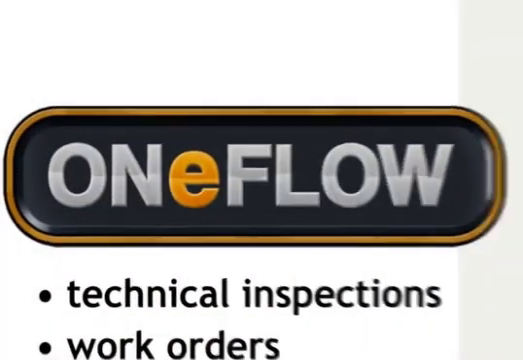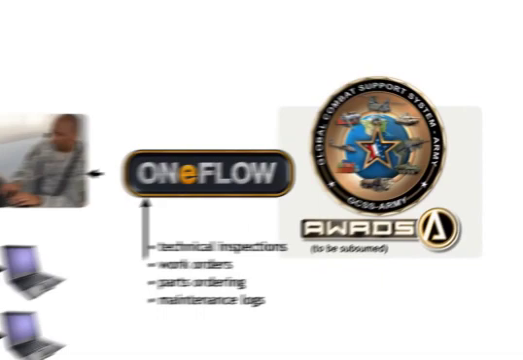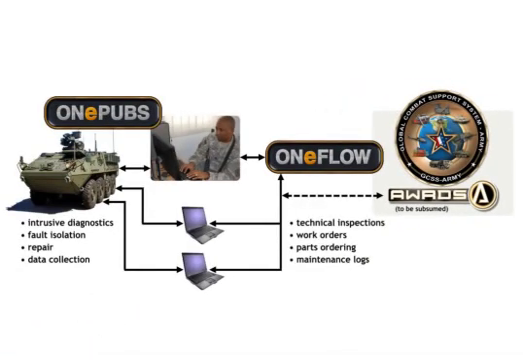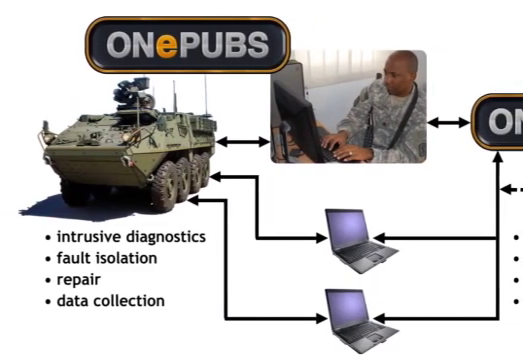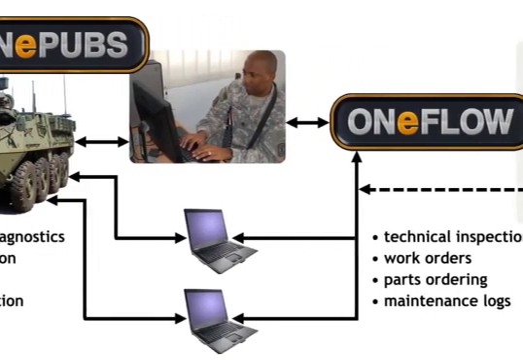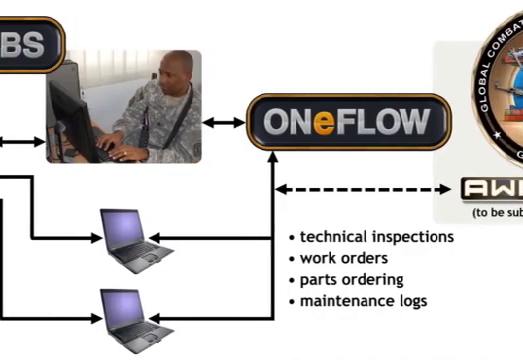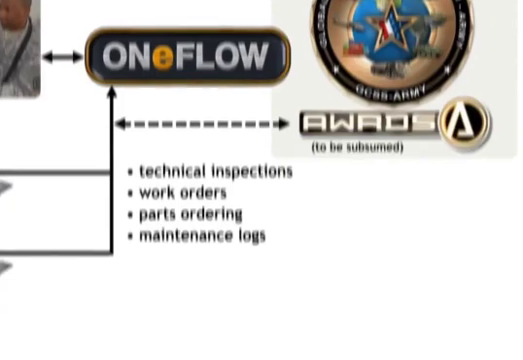With ONeFLOW, the functionality of technical inspections, work orders, parts ordering, and maintenance logs are added to the already robust OnePubs that has the ability to diagnose systems and isolate faults, check, service, and repair systems, collect data, and display repair procedures. Now a mechanic can do all his maintenance and repairs while logged in to one system. From the technical inspection through troubleshooting, looking up the repair procedure and parts needed, ordering and receiving parts, and closing the work order, it all can be done within this system.